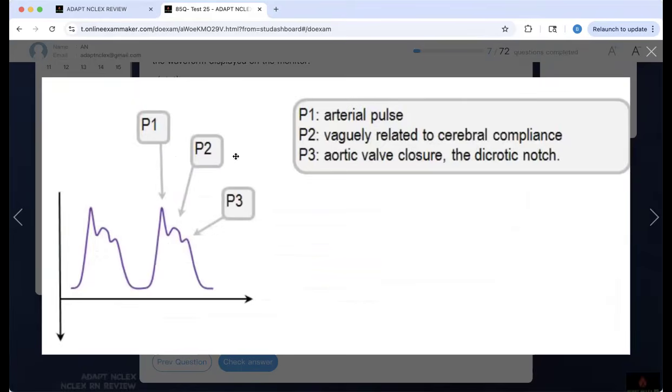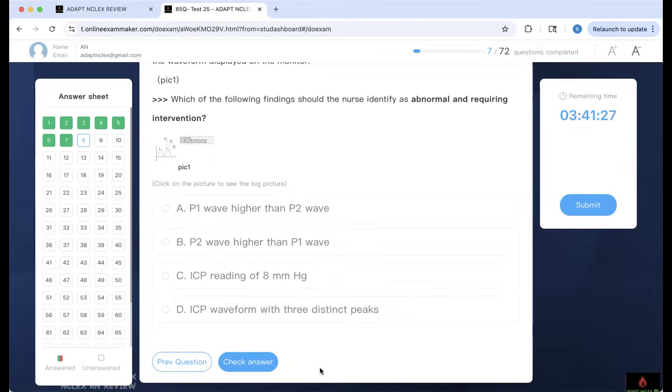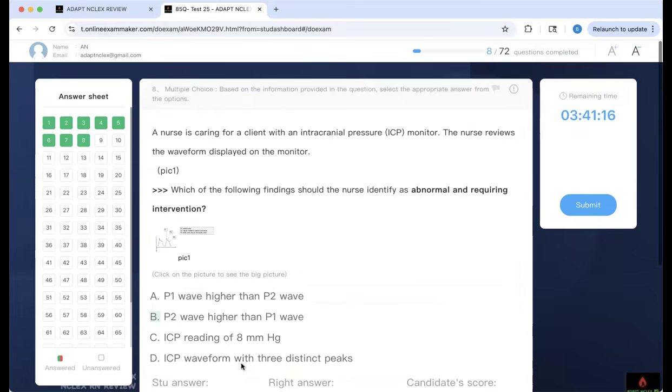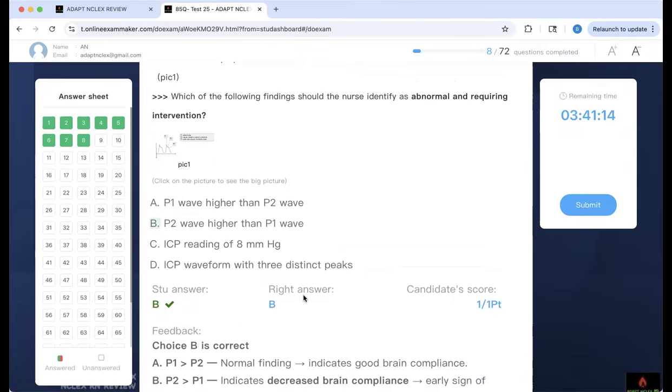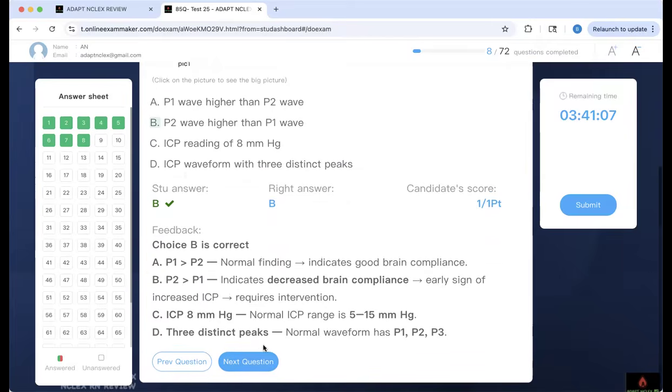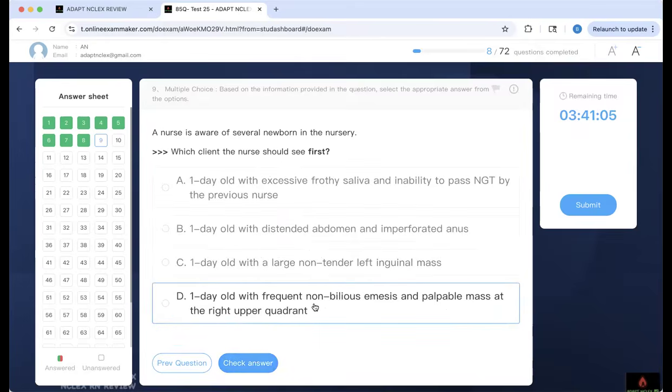If the pressure in your brain is greater than your arterial pressure, that means your brain has higher ICP. That's all. So P2 wave higher than P1, that's the pressure. If P1 is greater than P2, that's normal. That's what it's supposed to be. So the right answer is number 2. This is the way they will ask you the question. You can take a picture of it, but know that this is the ICP monitoring they want to talk about more.